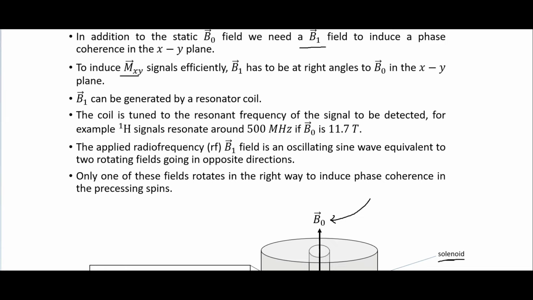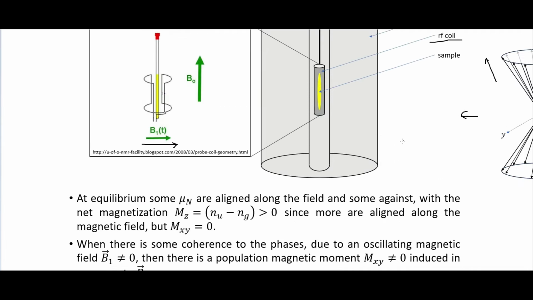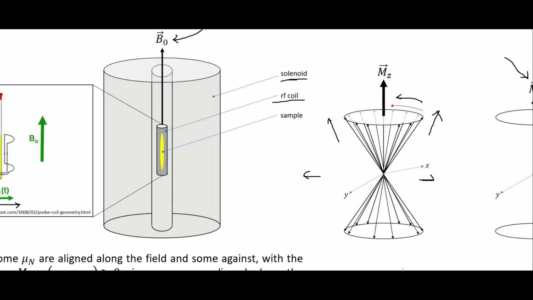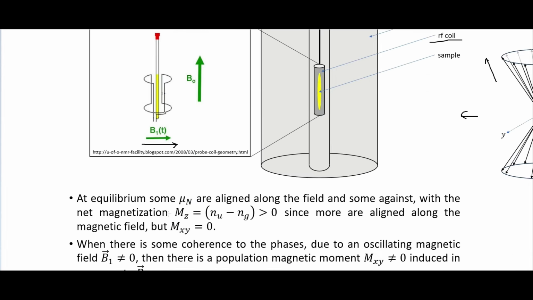And so the applied radio frequency B1 field is this oscillating sine wave equivalent to two rotating fields going in opposite directions, but only one of them is rotating in the right direction to induce phase coherence. Because remember, these are all going to be rotating, and they're rotating in this direction. So only the B sub 1 that is also rotating in that direction will induce a coherence to it.